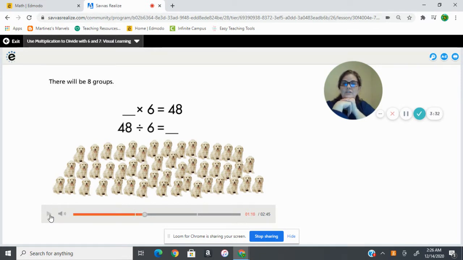Okay, so the factor and the quotient are going to be the same. They're both going to be 8.